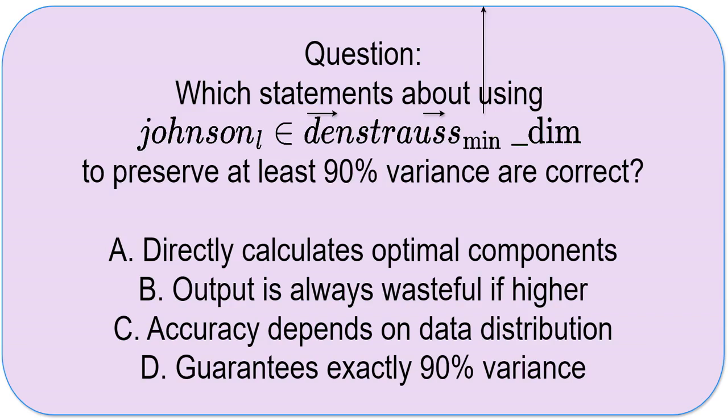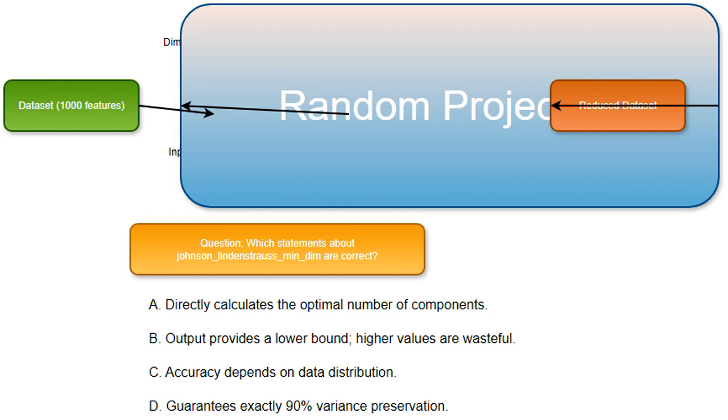I need to analyze different statements and decide which ones are true or false based on what I know about the function and the underlying mathematical principle. I'm asking you to assess your understanding of the johnson_lindenstrauss_min_dim function. This function helps us estimate the minimum number of dimensions needed when reducing the dimensions of our data while trying to preserve the important relationships between data points. We'll look at several statements and see which ones accurately describe what this function does and doesn't do.